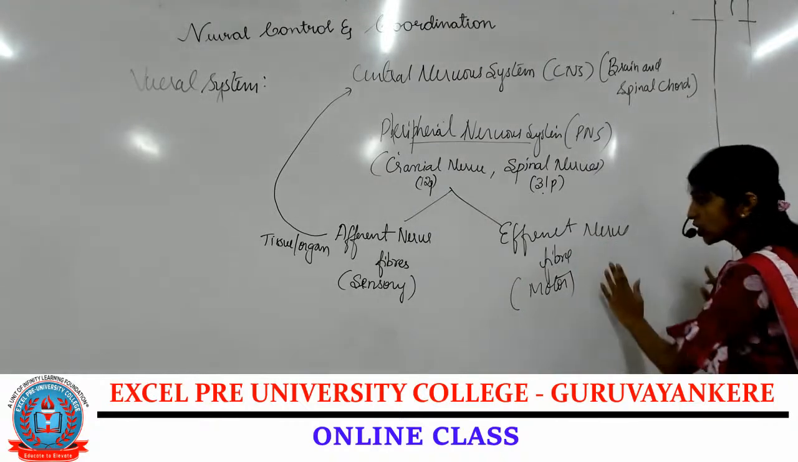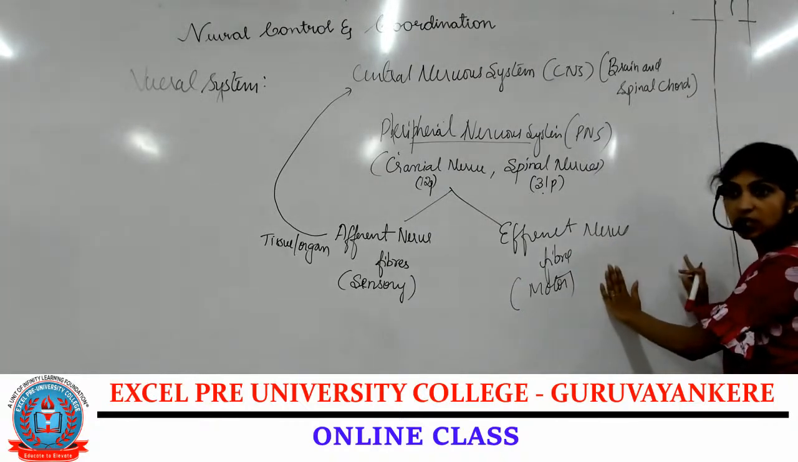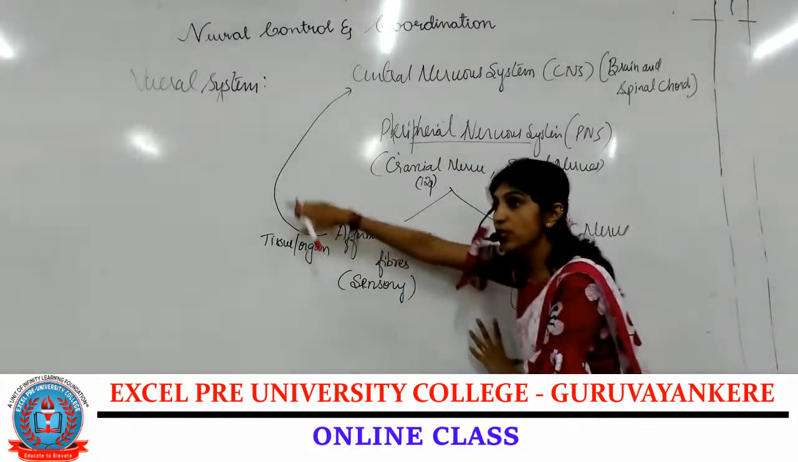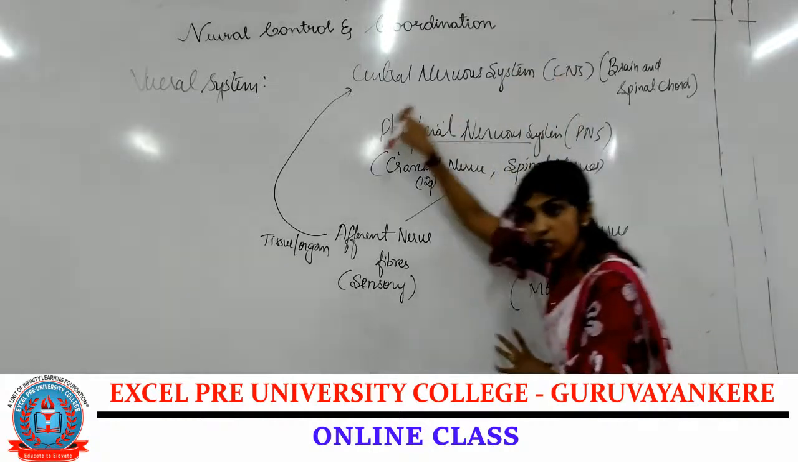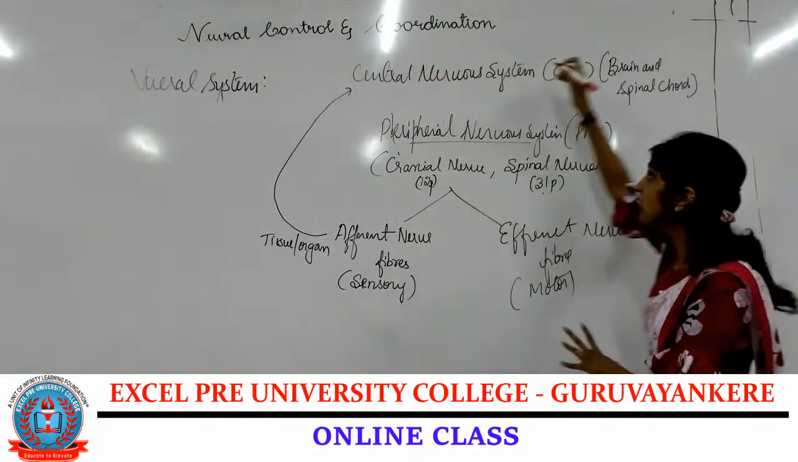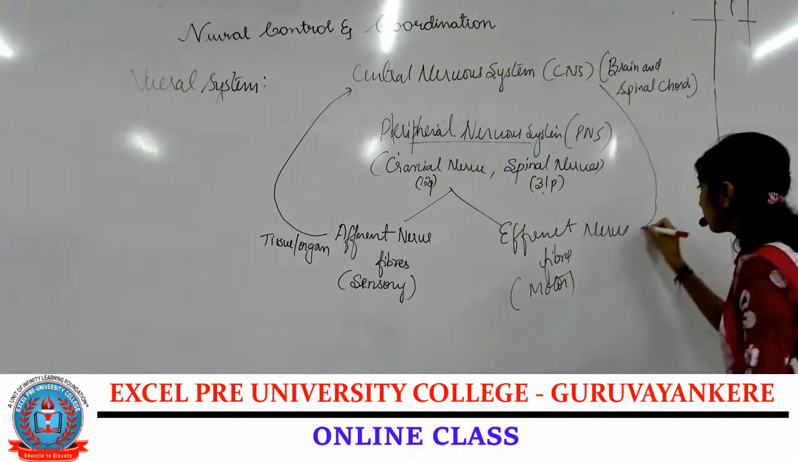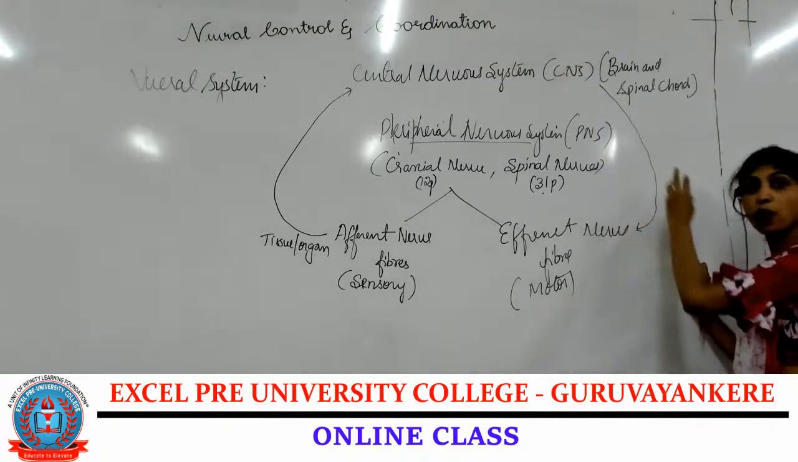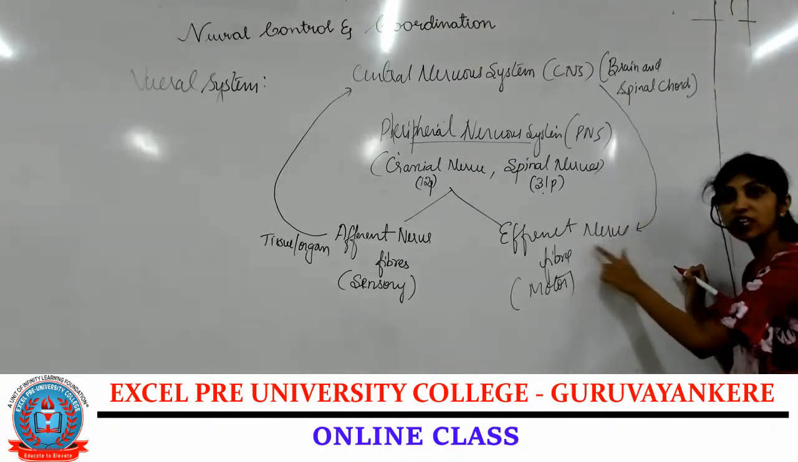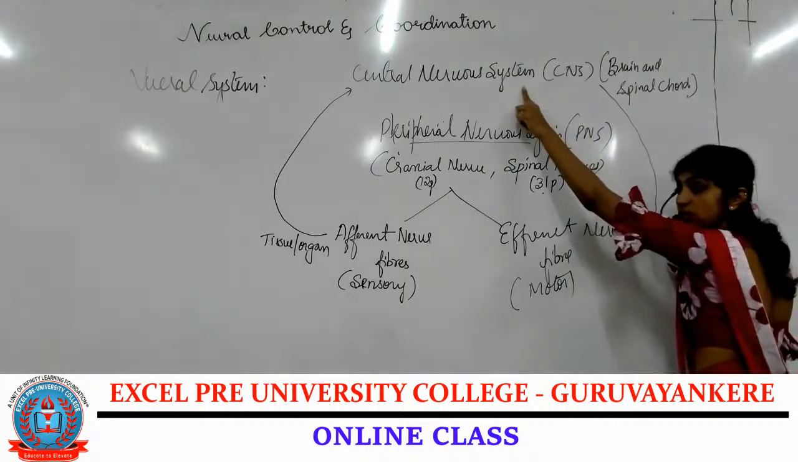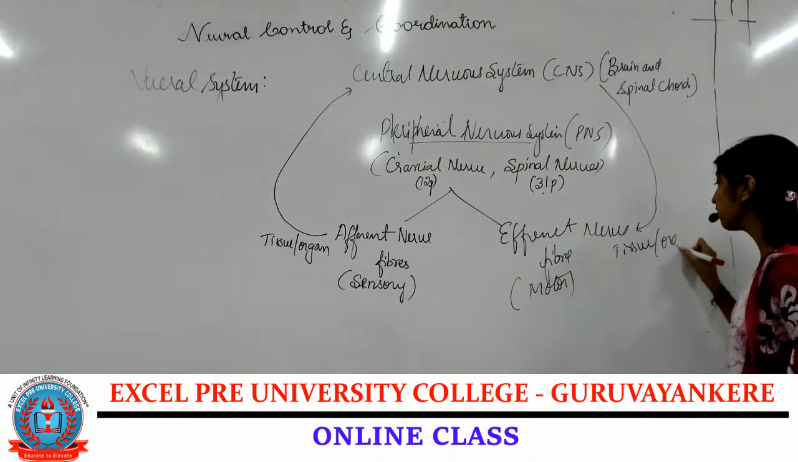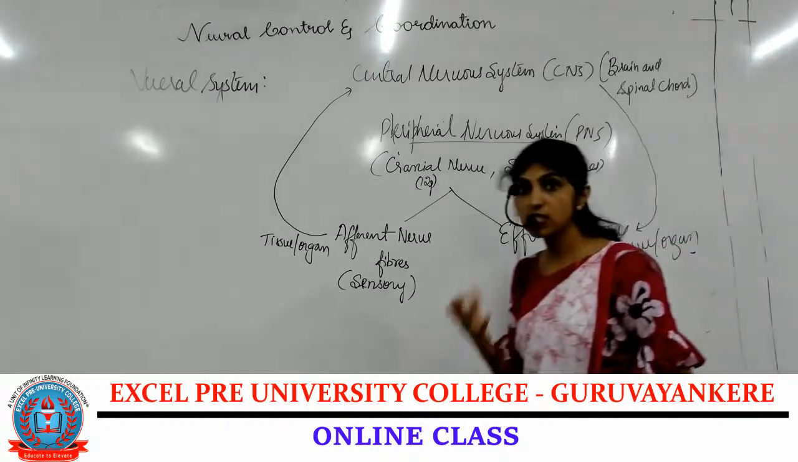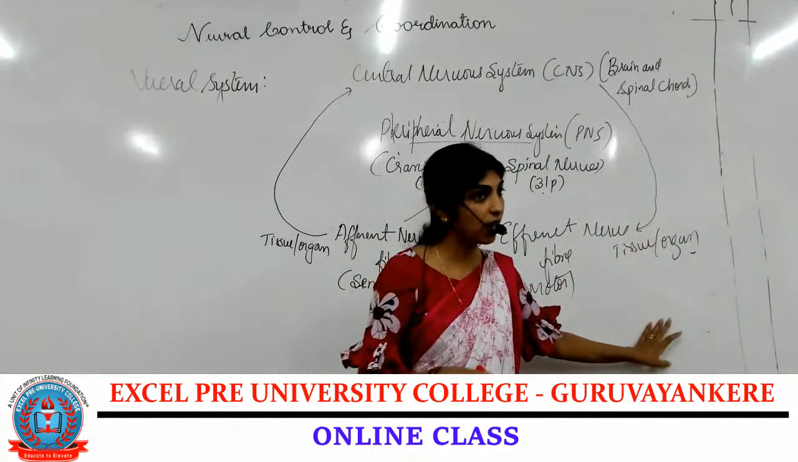Now tell me, what is the function of efferent nerve fibers? Whatever information is taken to the brain or central nervous system gets processed there, and the reply or response is brought back by efferent nerve fibers from the central nervous system to tissues or organs. How we have to respond is sent by efferent nerve fibers.